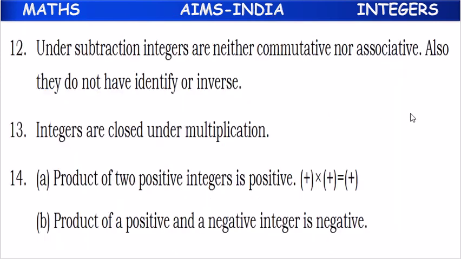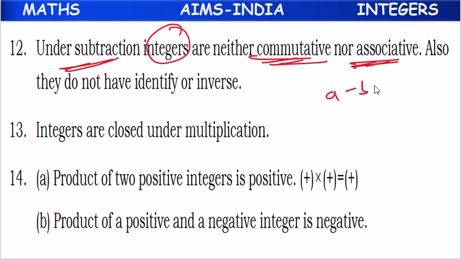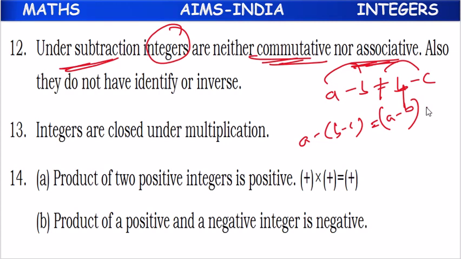So next. Under subtraction, integers won't follow the commutative and associative properties. It means A minus B is not equal to B minus A. In any order, we cannot subtract; the difference will be different. Or if 3 integers are there, we cannot subtract them in any order. We can, but the result will not be equal.